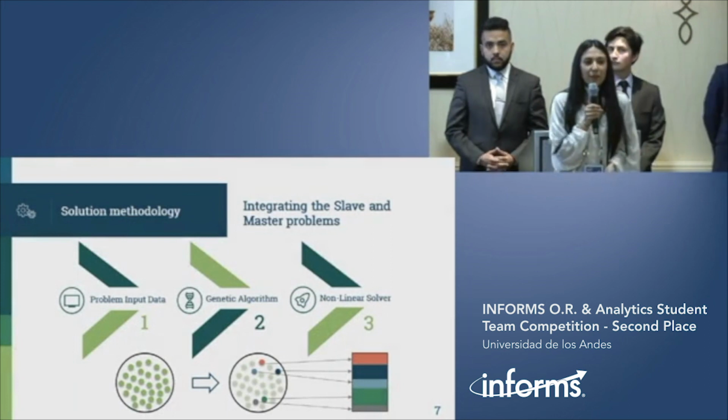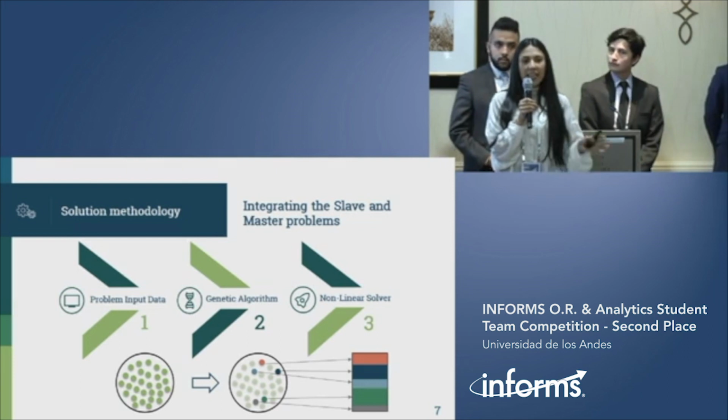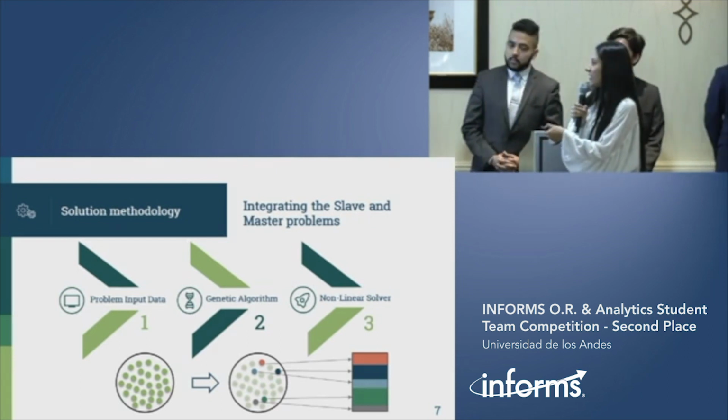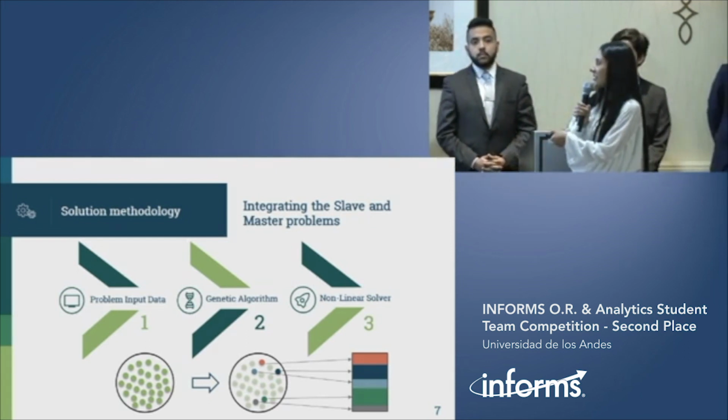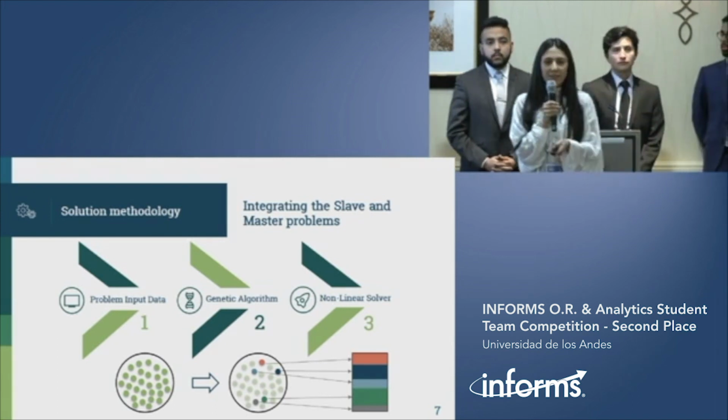This is a summary of our methodology. So for each rebalance date, we had around 500 assets, and then the genetic algorithm selected between 50 and 70 assets, and finally, the nonlinear solver selected the weights of these assets.